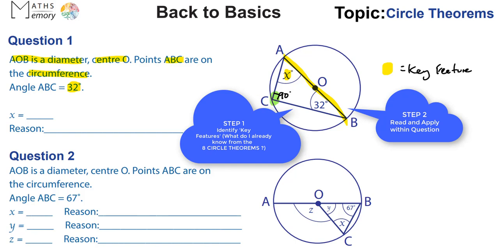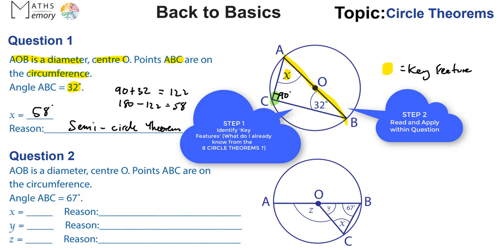Now we just go back to finding out X. This is a triangle. All 3 angles in any triangle add up to 180. Hence, we could say 90 plus 32 will give us 122. And hence, 180 take away 122 would give us 58 degrees. So X would be 58 degrees. The reason why, semicircle theorem.